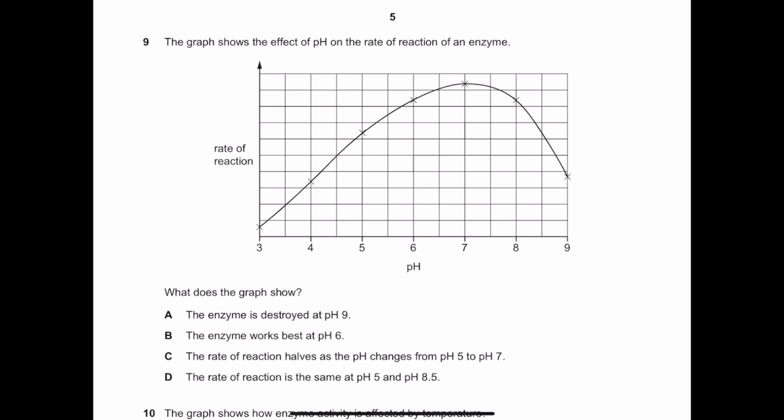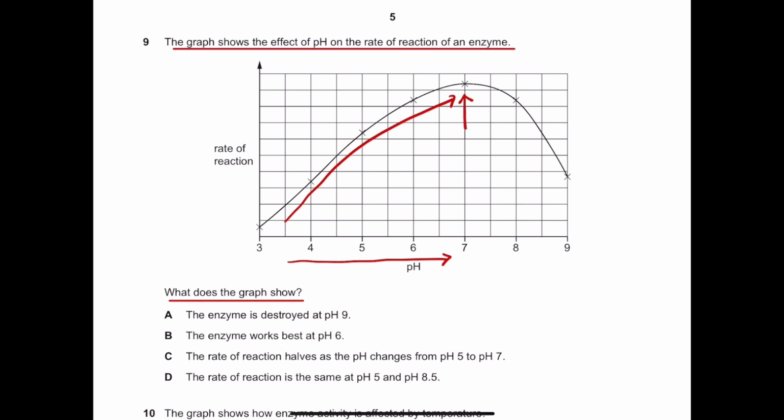Number 9. The graph shows the effect of pH on the rate of reaction of an enzyme. What does the graph show? In the graph, you can see that as the pH increases, the rate of reaction also increases, but only to a certain extent, and the highest peak is, of course, where the optimum pH for the enzyme activity is found.